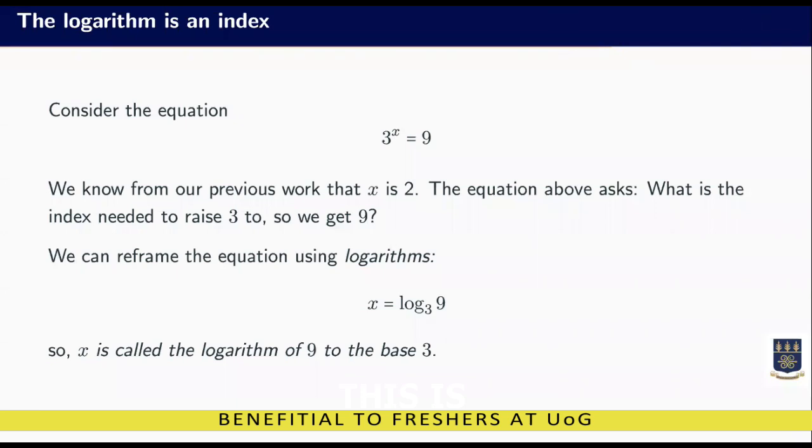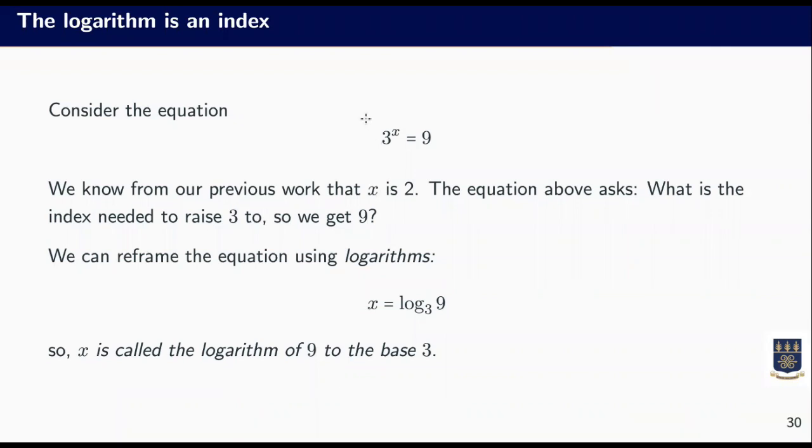So let's start with the problem. You have an exponential equation, 3 to the x equals 9. We know x is 2. But the question is, what are we raising 3 to, to get 9? So we know that x has to be 2, so that we have 3 squared equals 9.